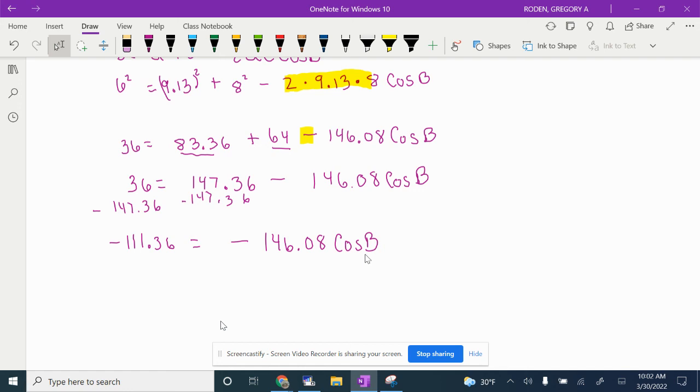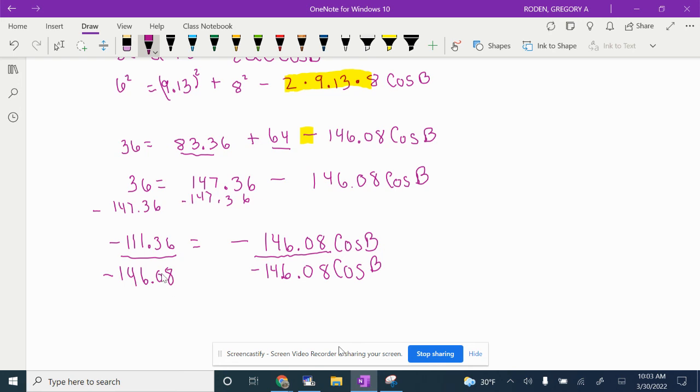Now, the next step is we're going to divide both sides by negative 146.08. Because this negative was connected to it right here, right? So we're going to divide both sides by the negative. And it is tricky, so you have to be careful here. Our answer is going to be positive, okay? 0.76.